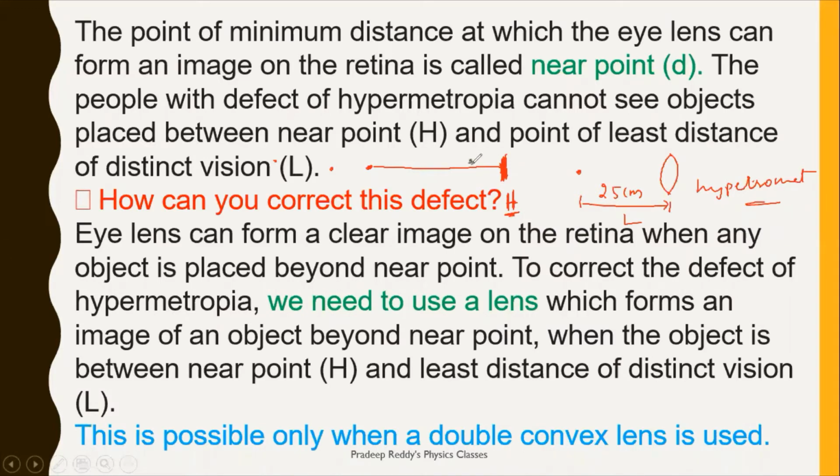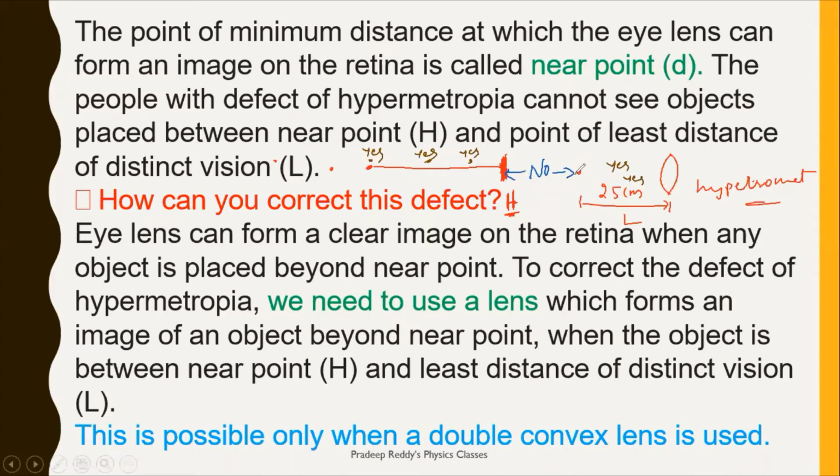Now, if an object is placed here, a person with hypermetropia can see the image. Here also he can see the image. Here also he can see the image. Even less than 25 centimeter, he can see the image. Here also he can see the image. Then he could not see the image only within this region.